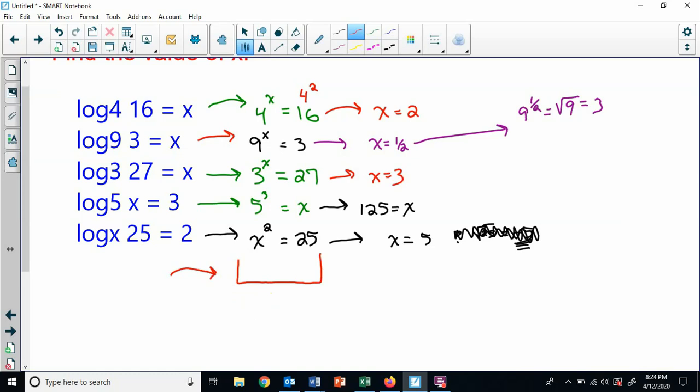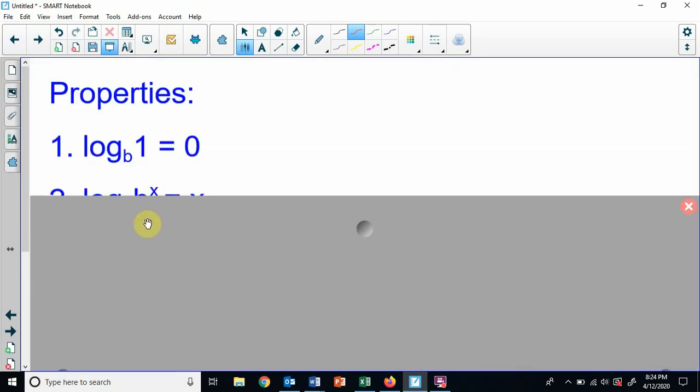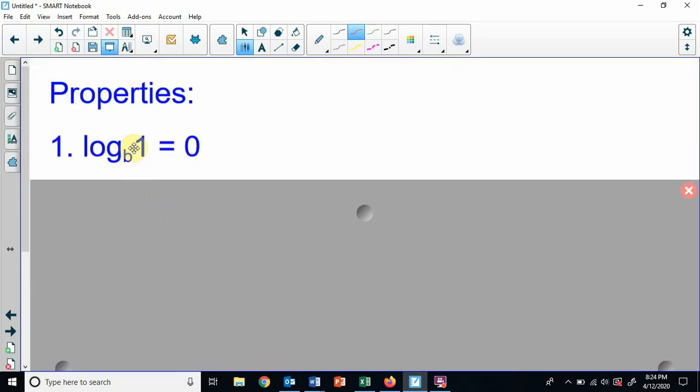Okay? So now I want to show you three very basic properties that'll help us solve a little bit more complex ones, okay? Here, let's look at one at a time. The first property says if no matter what the base is, if the input is 1, we're going to get out 0. So let's do an example.